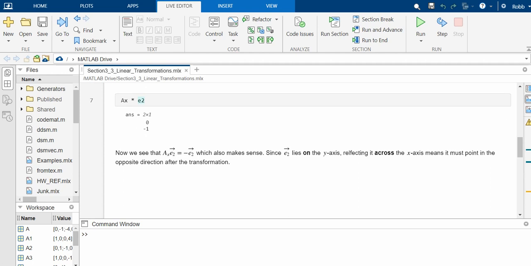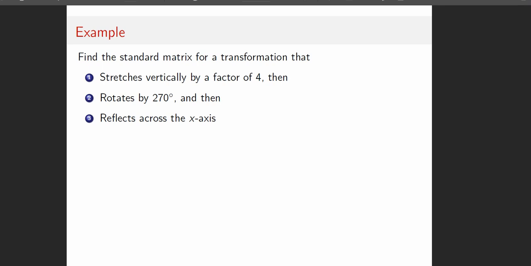All right. Well, let's take a look at an example. So this will be the kind of thing that'll happen on a test or a quiz. You'll be asked to create a transformation that the first thing it does is stretch vertically by a factor of 4, and then it's going to rotate by 270 degrees, and then reflect across the x-axis. And it's important that you realize that we need to do this in order. Okay, so it's saying do 1 first, then 2, and then 3.